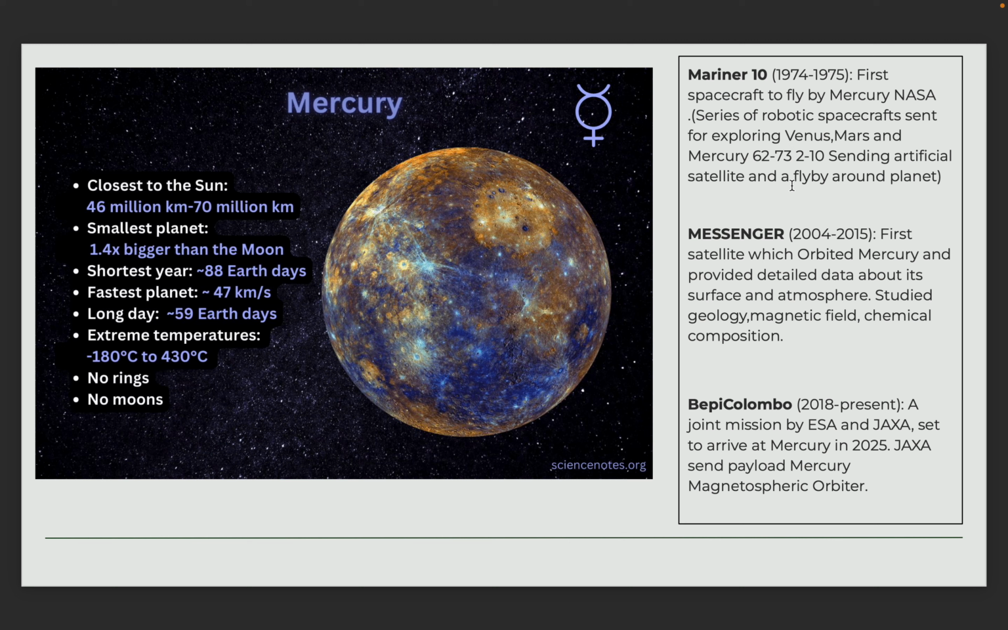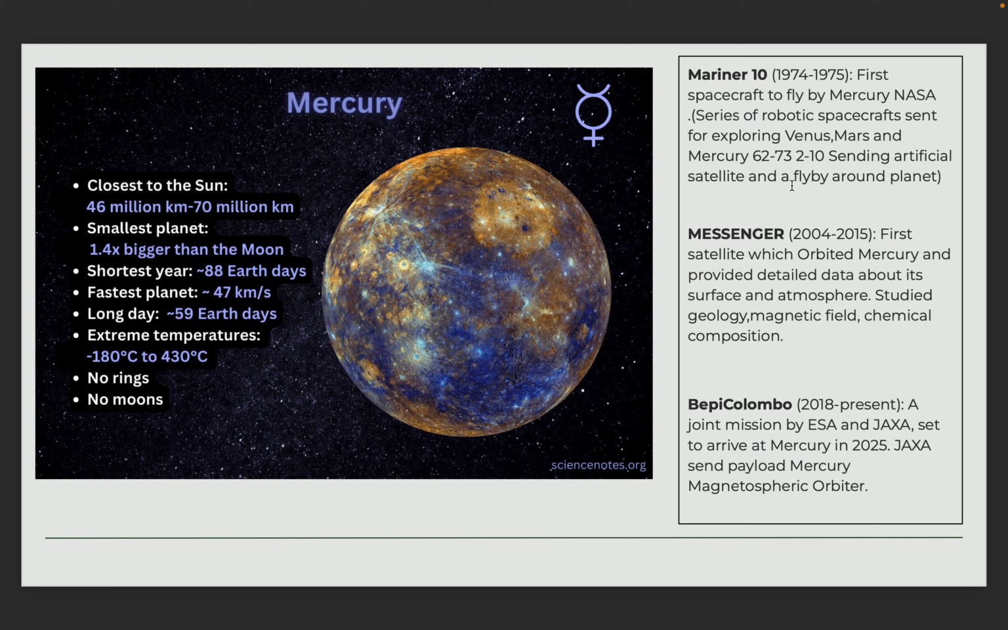Another very new mission to Mercury was the Messenger mission, which was close to our lifetime. It was the first satellite which orbited Mercury and provided detail about its surface and atmosphere. This Messenger probe studied the geology of the planet, the magnetic field of the planet, and the chemical composition of the planet. As Mercury is very close to the Sun, it is believed that the Sun's magnetic field is affecting Mercury very much.